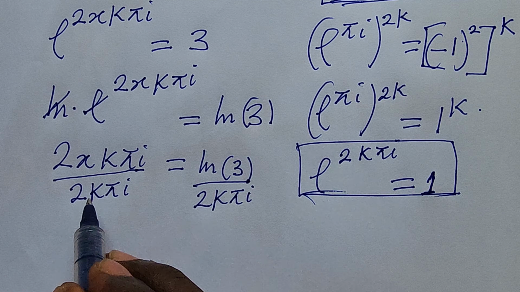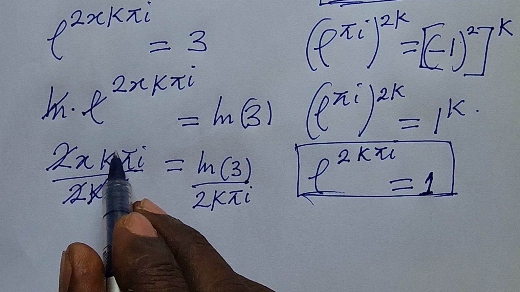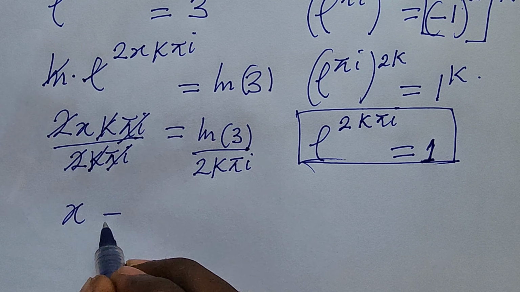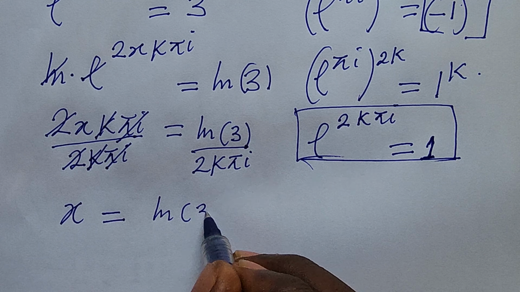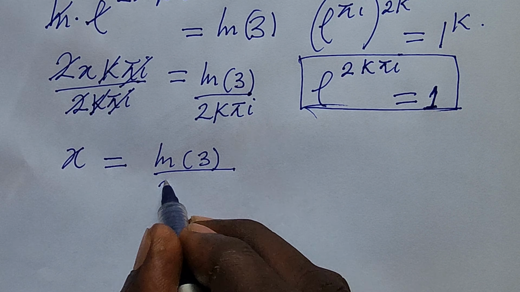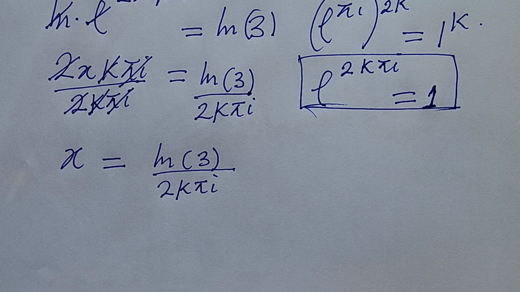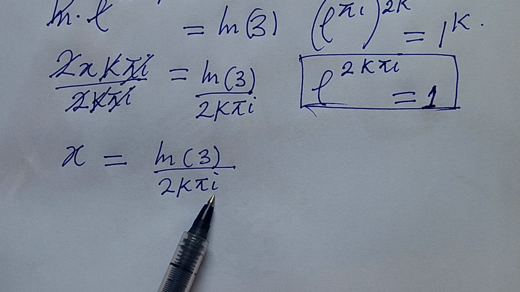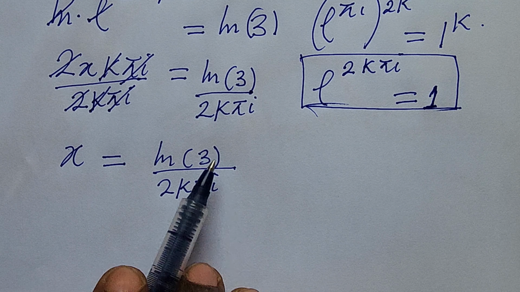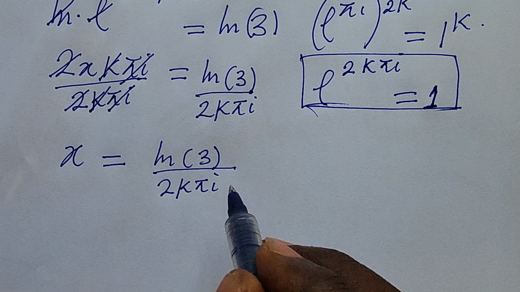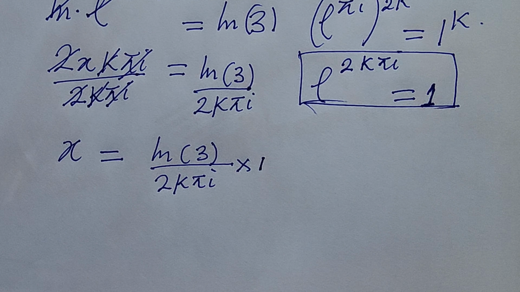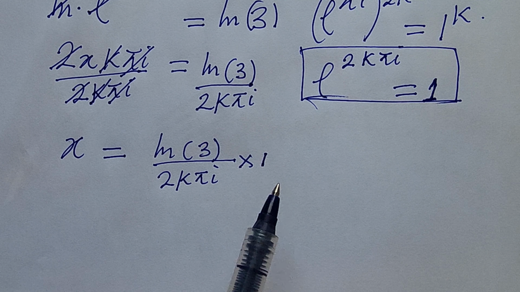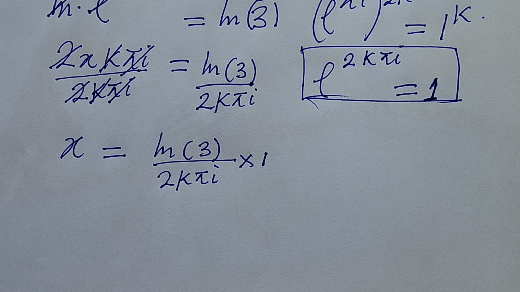If we do this, what happens? The 2 cancels with 2, k cancels with k, pi i cancels with pi i. So we're now left with x equal to ln of 3 all over 2k pi i. We want to eliminate this i at the denominator and take it to the numerator. How do we do that? We multiply everything by 1. If we bring this as i over i, that will still give us 1.